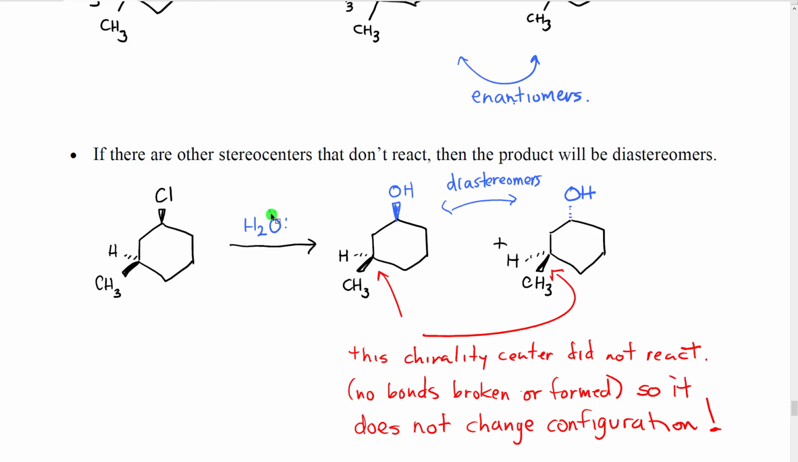So again, 50% of the time the OH is on a wedge, just like the chlorine, and 50% of the time the OH is on a dash, the opposite or the inversion of the chlorine. But this other chirality center does not change. So these are no longer enantiomers. These are diastereomers. One chirality center has opposite configuration. The other one is the same in both molecules.